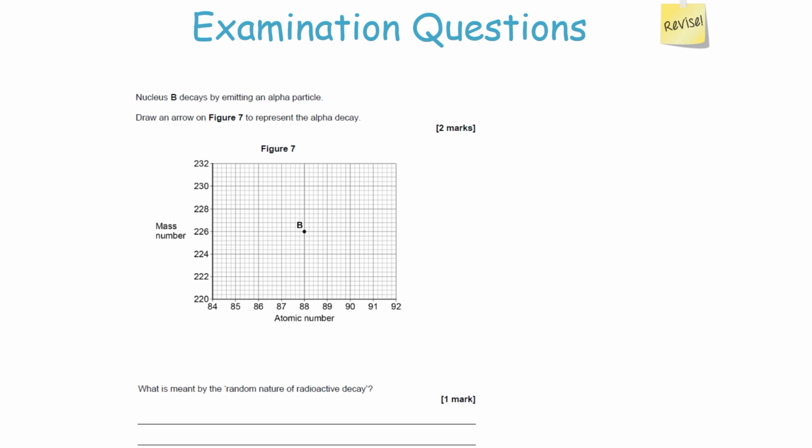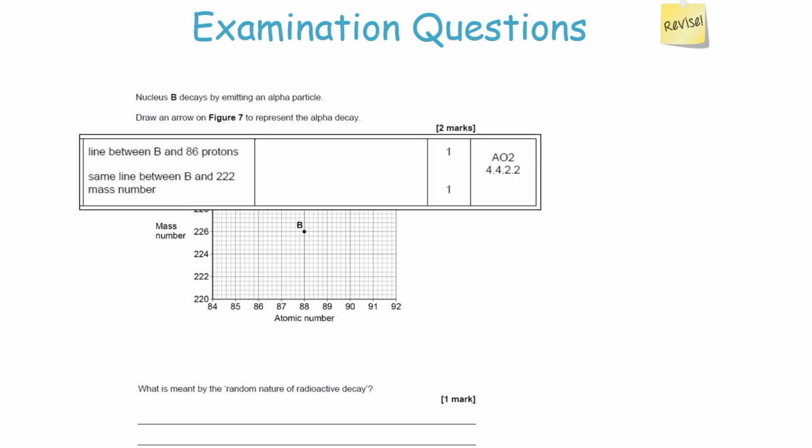Alpha decay is the release of an alpha particle, which is 2 protons and 2 neutrons. So that tells us that the atomic number is going to go down by 2 from 88 to 86, and the mass number, which is the number of protons and neutrons, goes down by 4 from 226 to 222. So you draw a line to 86 protons and a line to 222 mass number, so therefore that's our line for alpha decay. Now, what do we mean by the random nature of radioactive decay?